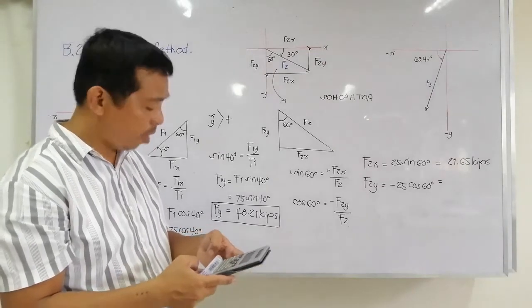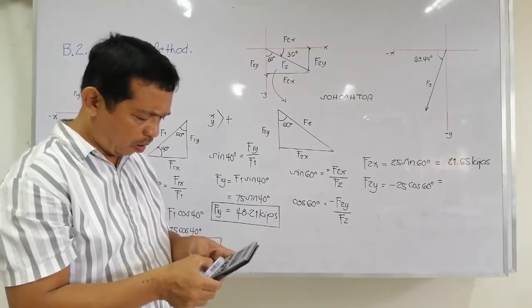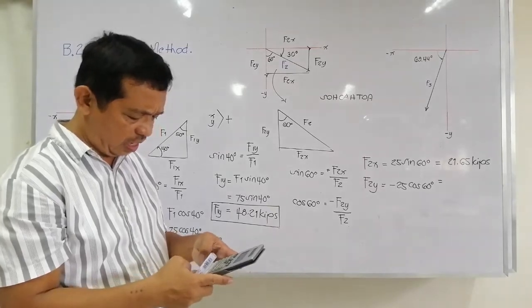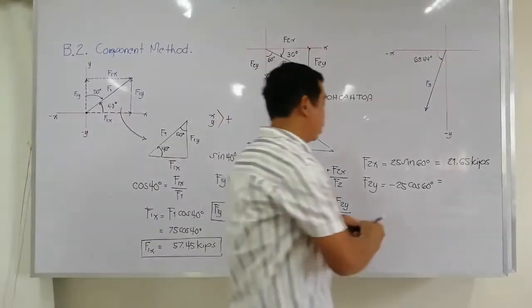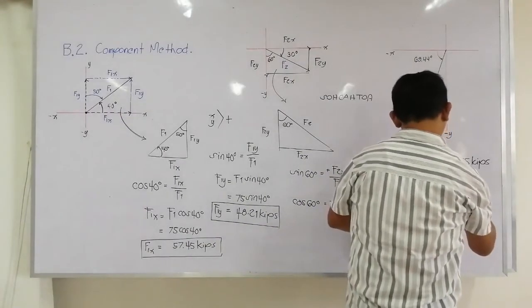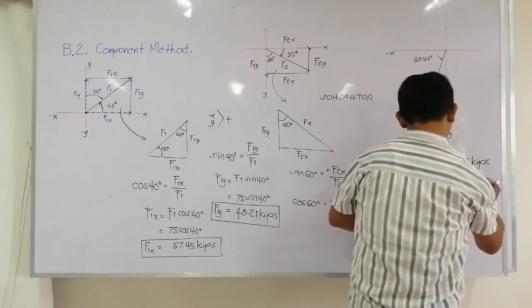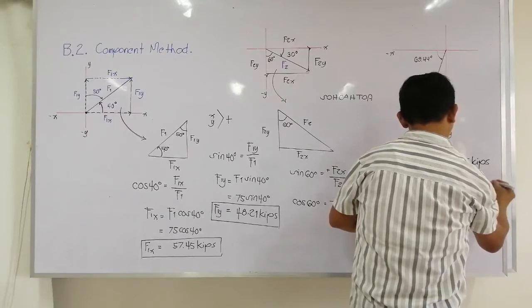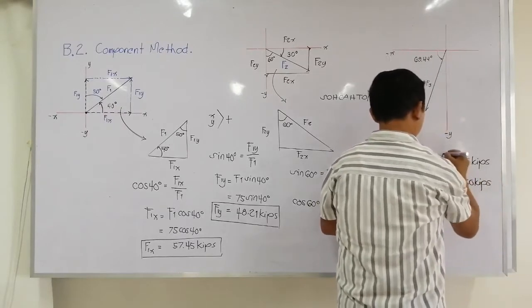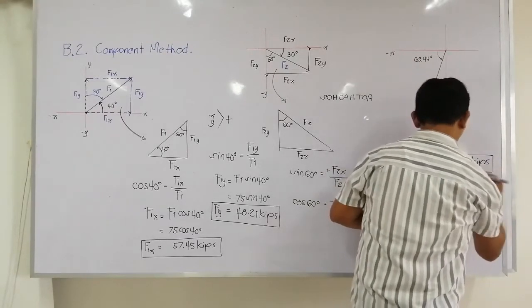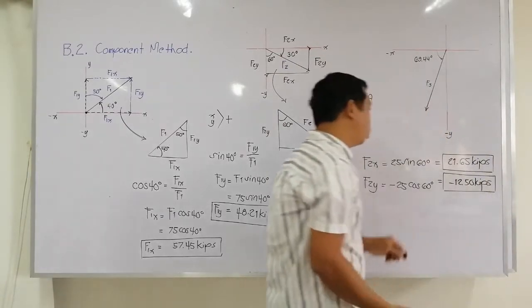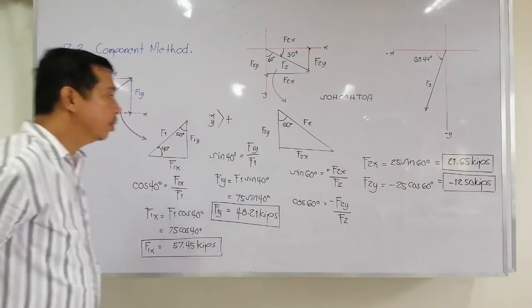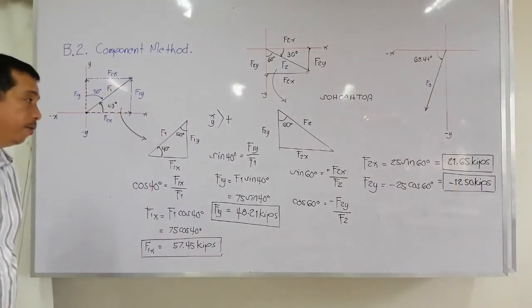Okay. 25 cosine of 60, total 12.5. So, negative 12.50 gives. So these are the x and y values of F sub 2.